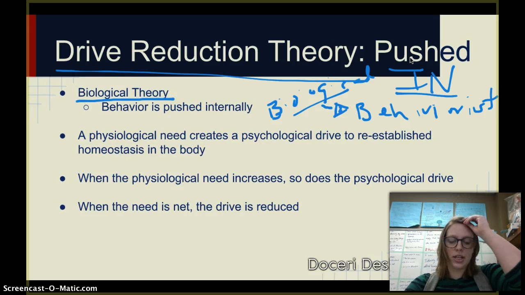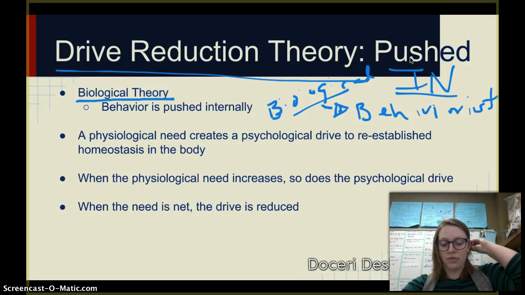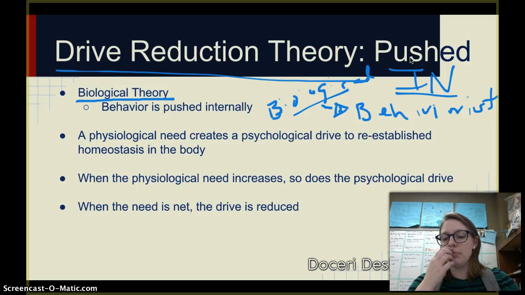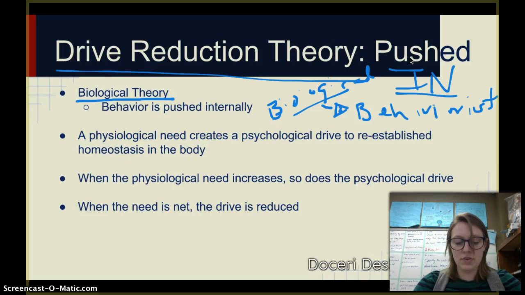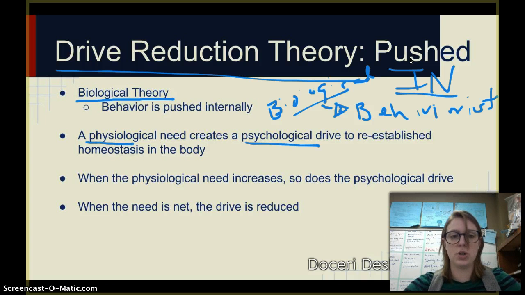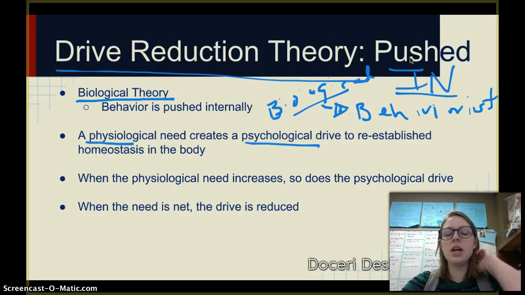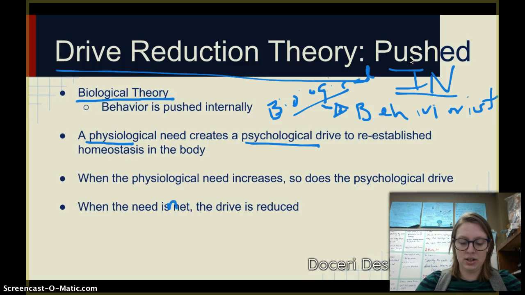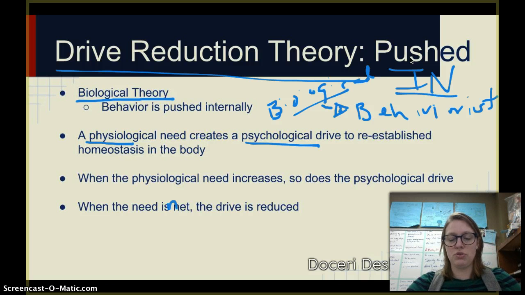All right, so this is a physiological need creates a psychological drive to reestablish homeostasis in the body. So you're hungry and your body's going to tell you that you need to go eat, right? So we're connecting a physiological need with a psychological drive in this one. When the physiological need increases, so does the psychological drive. When the need is met, that should say met, not net, the drive is reduced, okay?